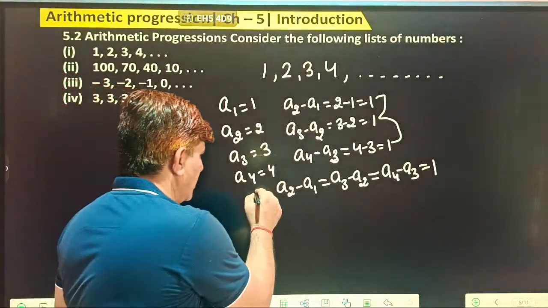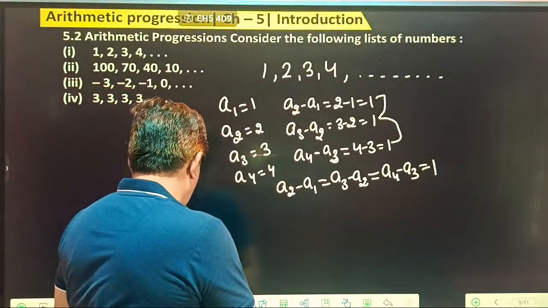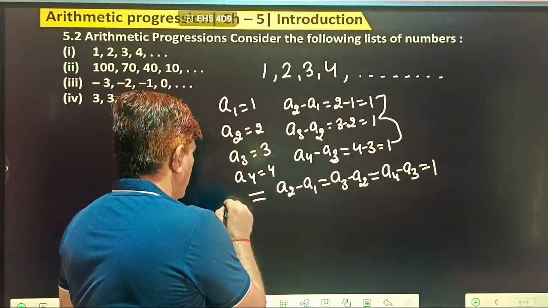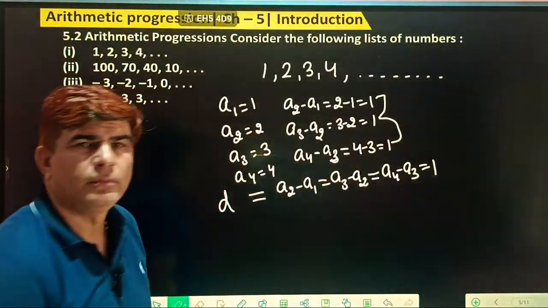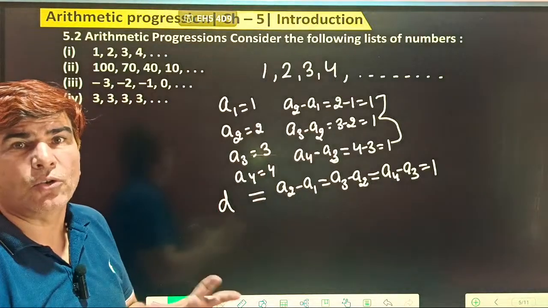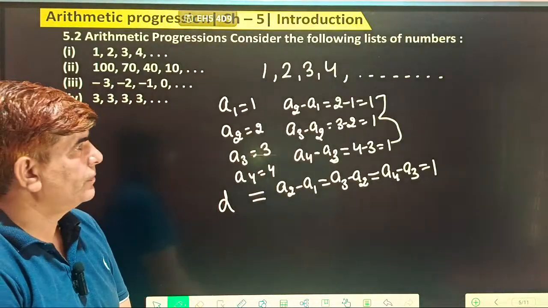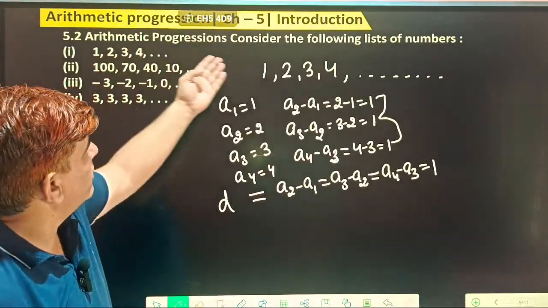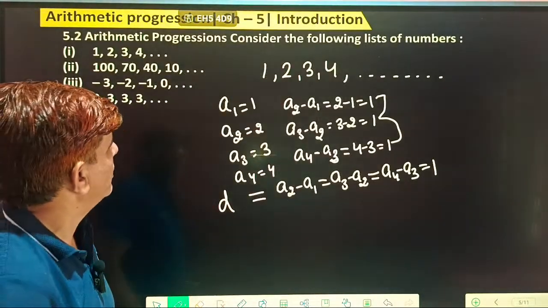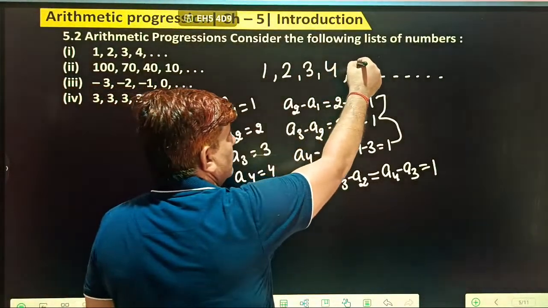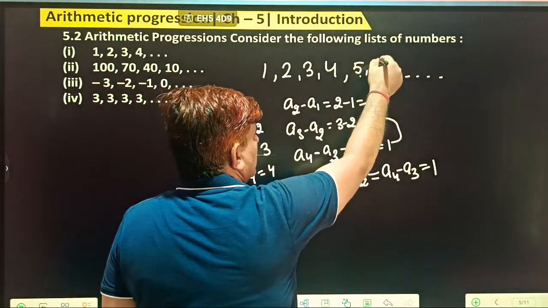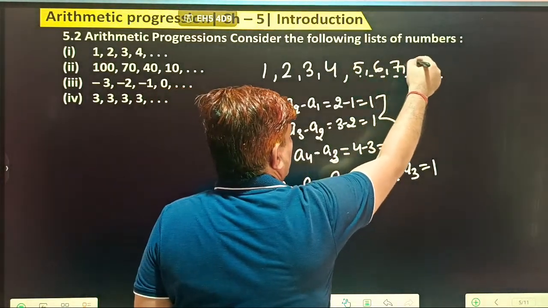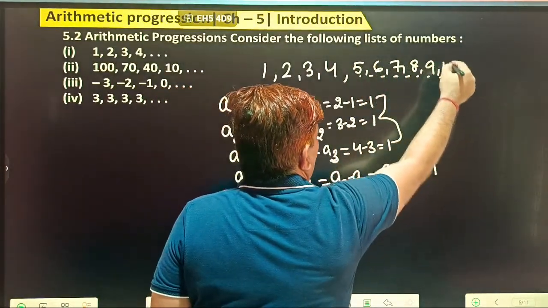And what is this difference called? This is called the common difference. D stands for common difference. So arithmetic progression, consider the following list of numbers. So what's coming next? 5, then 6, then 7, then 8, then 9, then 10.